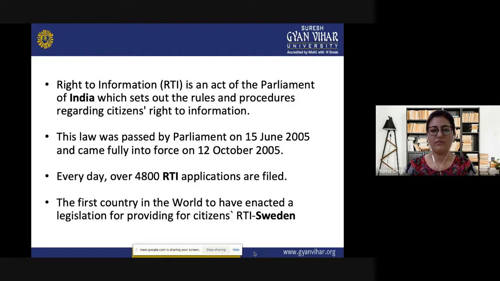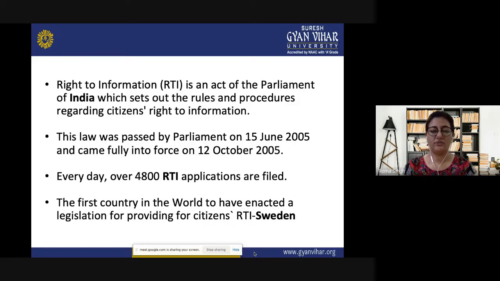So we should have every right to know how the government is spending money, how it is functioning, what kind of action is being taken on our complaints. We have a weapon to keep a check on the various activities of the government. We have access now to get the information regarding the functionality of the various departments of the government. So every day, over 4,800 RTI applications are filed in India.